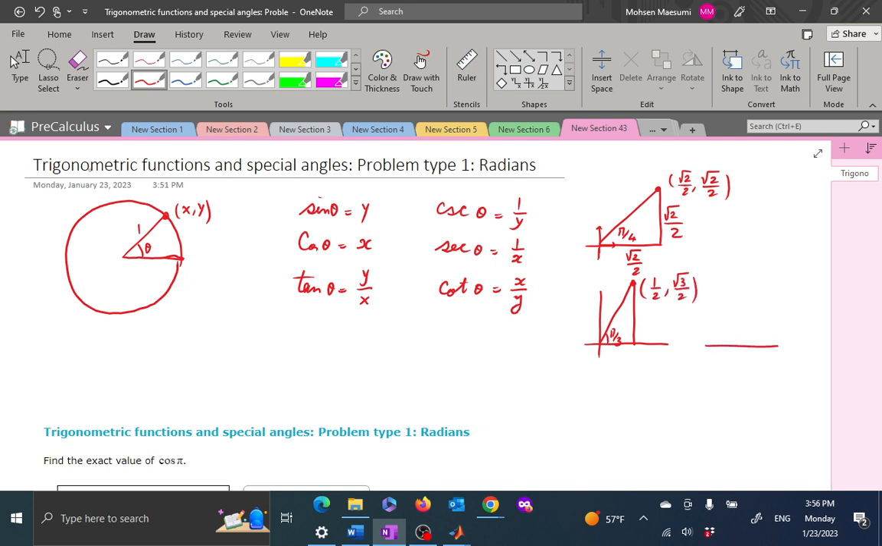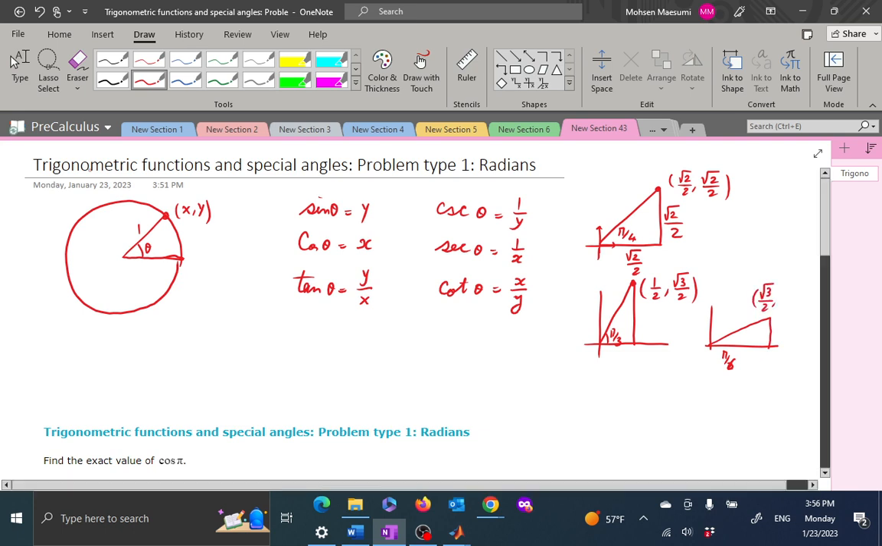And the other side of the coin, if you're going to go at pi over 6, same two numbers except radical 3 over 2 is first and 1/2 is next. So you essentially need to memorize one of them.